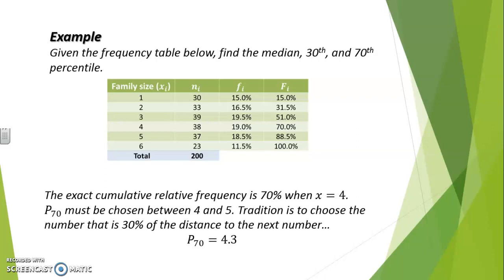Now, any number between 4 and 5 can act as the 70th percentile. But strangely enough, the tradition is to choose the number that is 30% of the distance to the next number, 30% being the complement of the 70%. So if we had been looking for, let's say, the 80th percentile, we would have gotten 20% of the way to the next number. So these are things we'll apply in class.